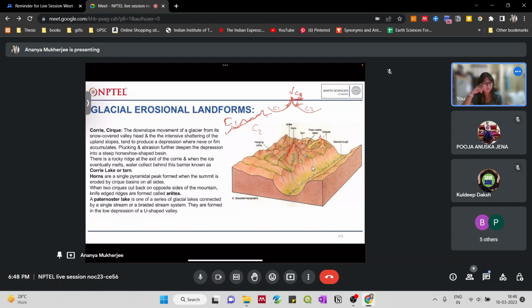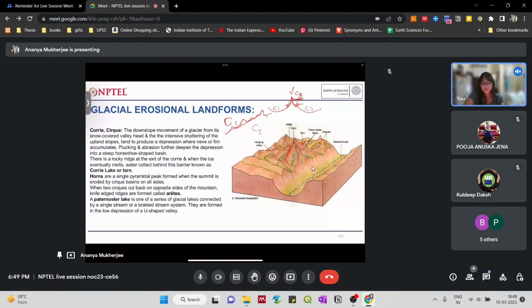Suppose the glaciers have moved below and some ice was left and it melted over here, so it formed the tarn. There is another kind of landform, that is Paternoster Lake. These are a series of lakes that are connected by a single stream, and usually they are formed in depression areas only.